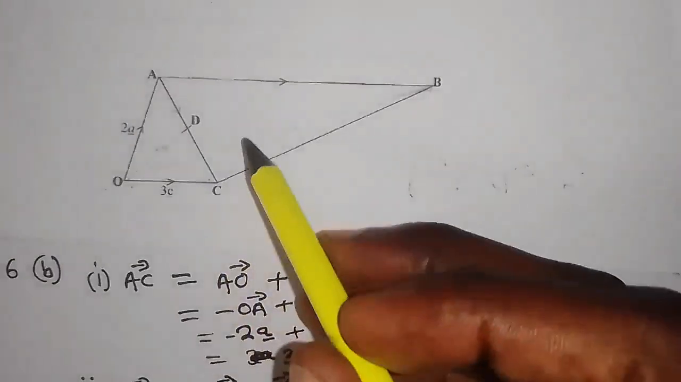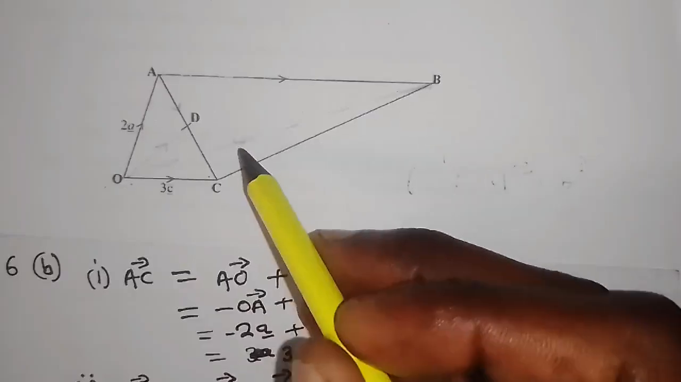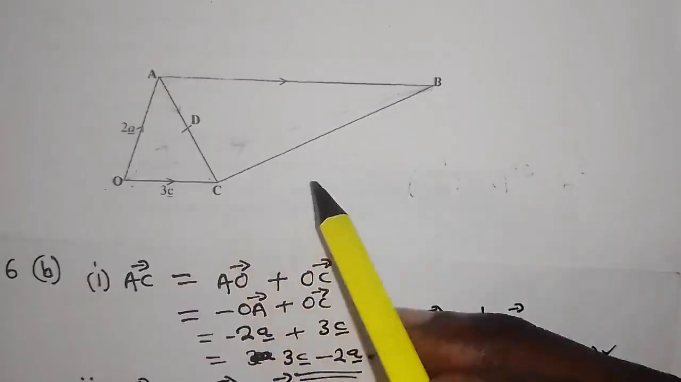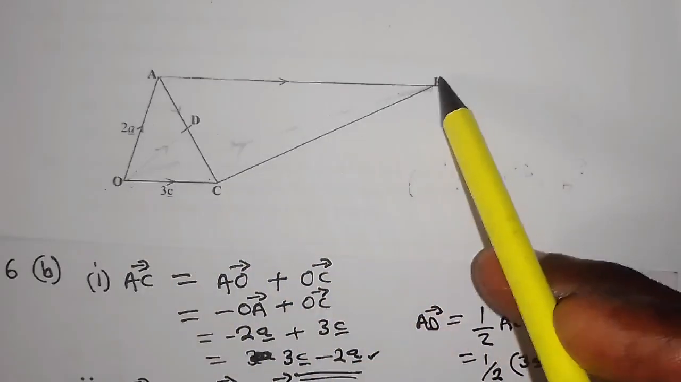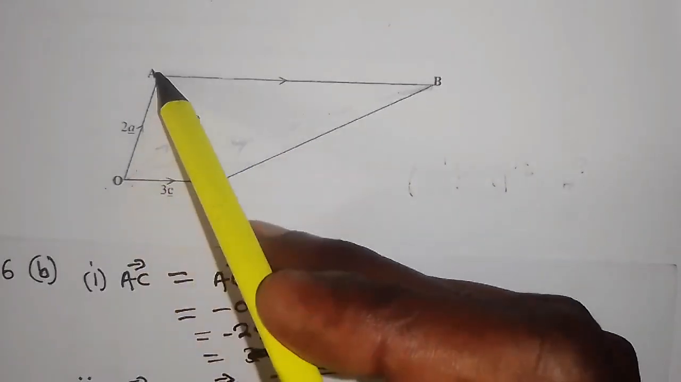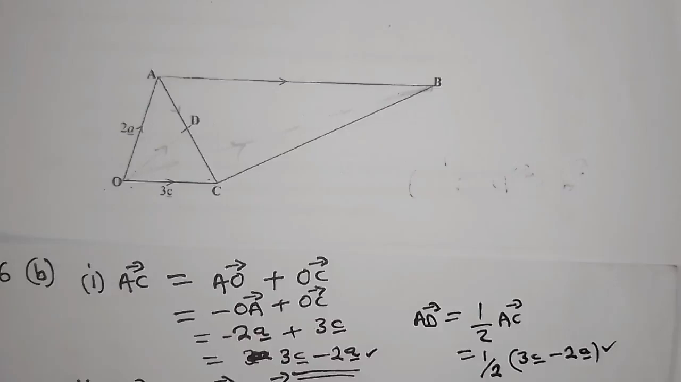So when you look at OB, we are moving in this direction. And what is a possibility? So OB is equal to OA plus AB. That's how we can move.